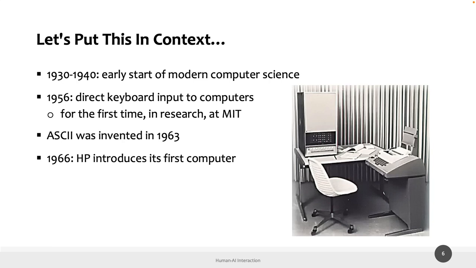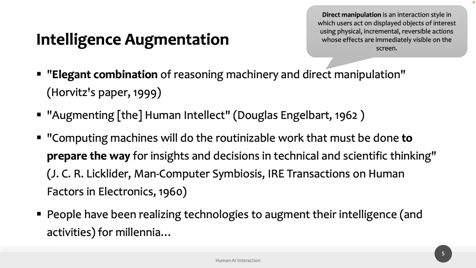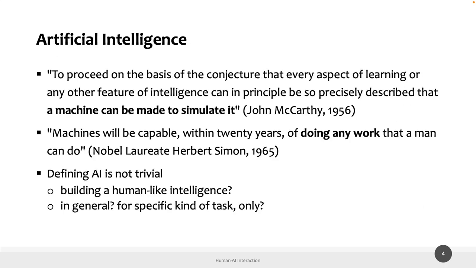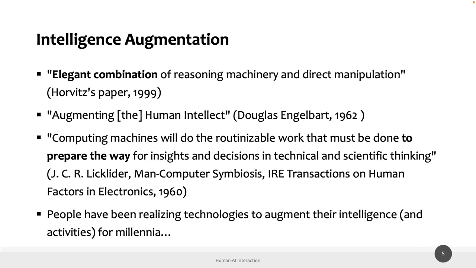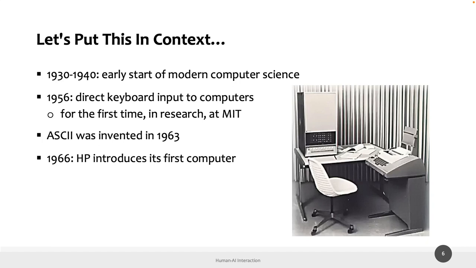In 1930 is more or less defined the start of modern computer science. In 1956, more or less when they start speaking about artificial intelligence and intelligence augmentation, for the first time at MIT, in a research lab, we had direct keyboard input to a computer. For the first time in a research lab, you have a keyboard connected to a computer. And think that these people, in these years, '56, '65, are thinking about machines replacing people and doing all the work, and the technology to do that was this. They don't even have a keyboard connected to a computer. They had a computer, but they could not interact with it with a keyboard. They don't have direct manipulation, for sure.